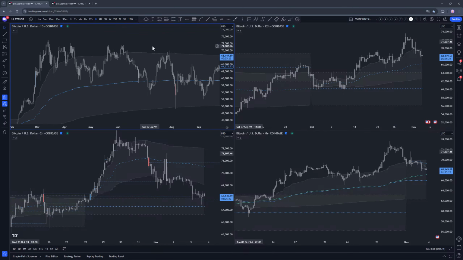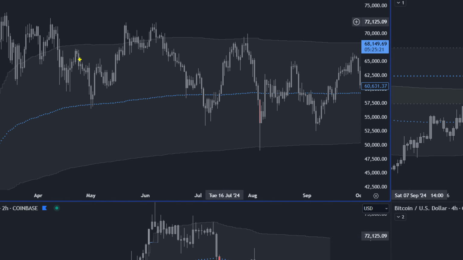To show you a scenario where we had something similar, look at this. We broke above yearly value area high, then we saw consolidation, we failed to hold it as support, then we retested it as resistance, which caused this break lower towards yearly VWAP.